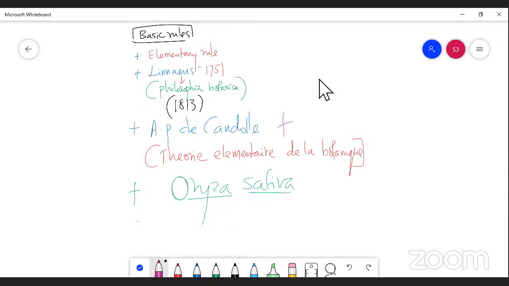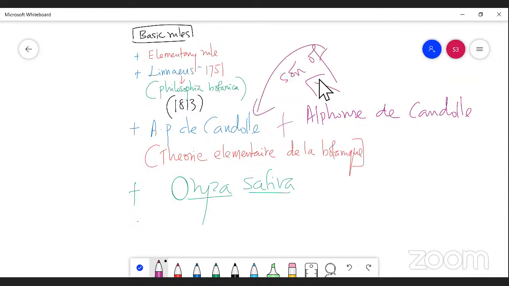His son is namely Alphonse de Candolle. Augustin Pyramus de Candolle and Alphonse de Candolle are a father and his son. Both of them jointly proposed the current system of ICBN.